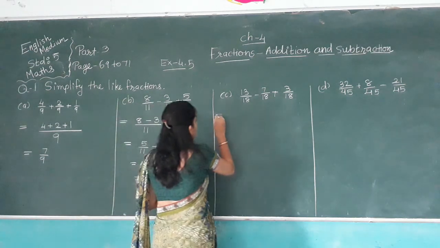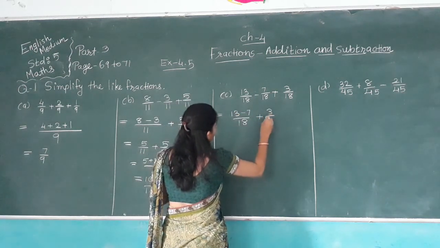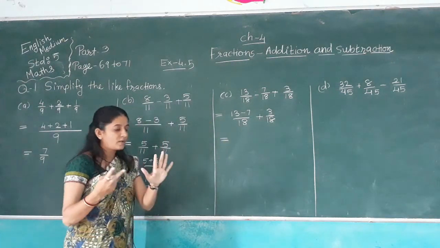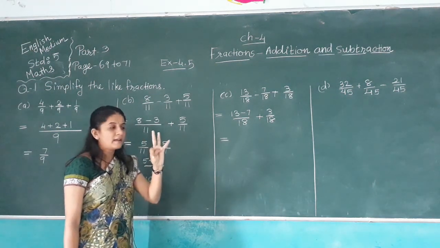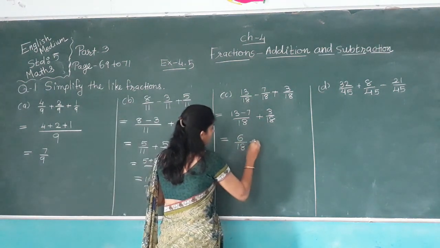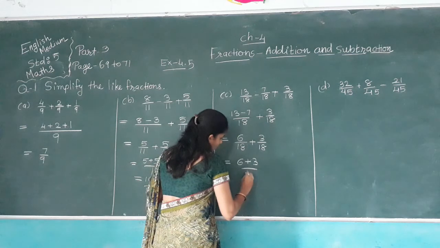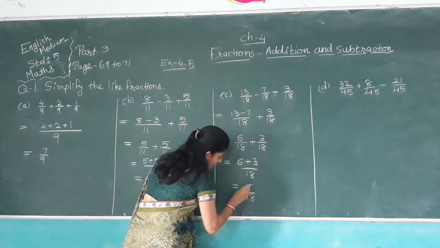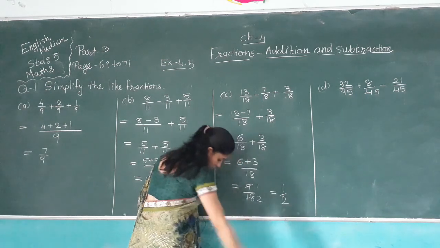Now next one, same, it is 13 minus 7 out of 18 plus 3 out of 18. 13 minus 7. Take 7 fingers back from 13: 12, 11, 10, 9, 8, 7 and 6. So 6 out of 18 plus 3 out of 18. 6 plus 3, 9. 9 out of 18. 9 twos are 18. Here 1 is left. We get the answer 1 out of 2.